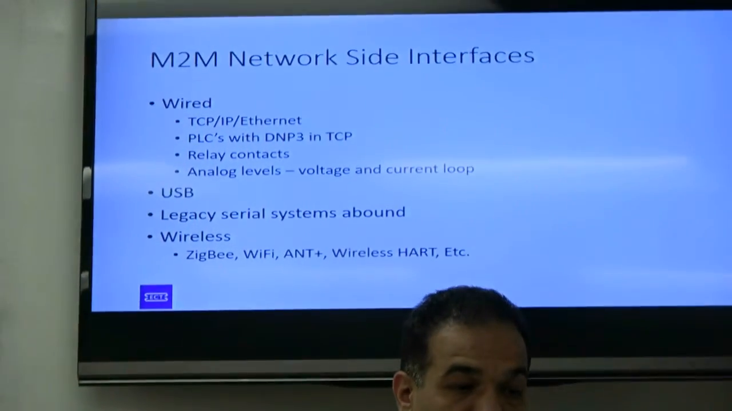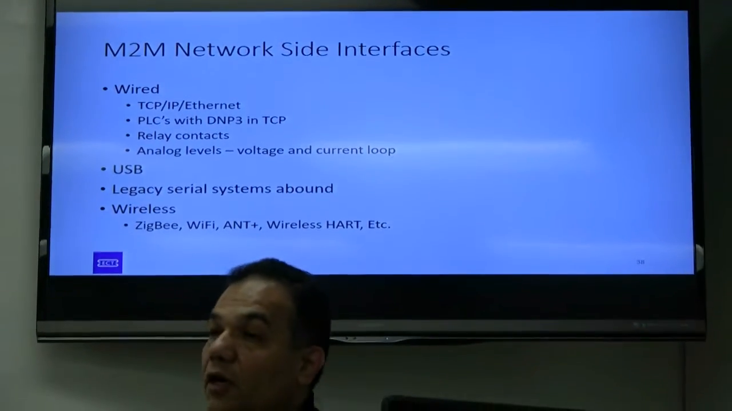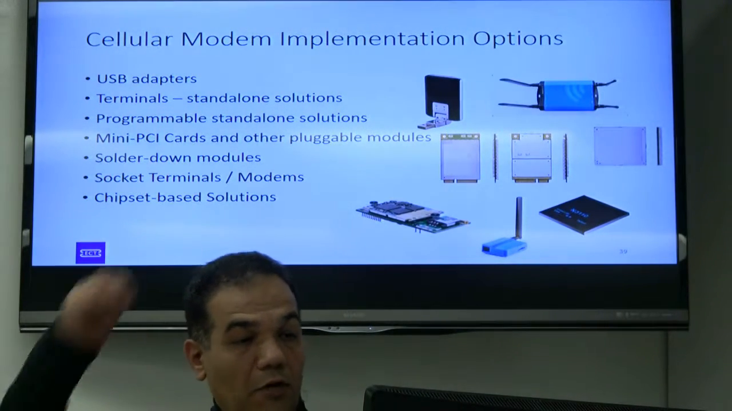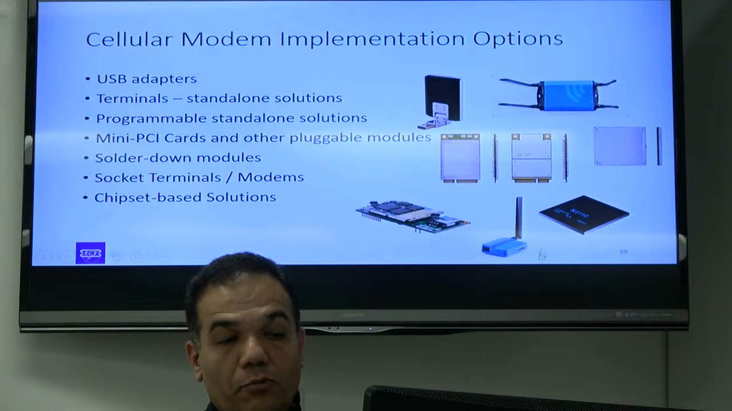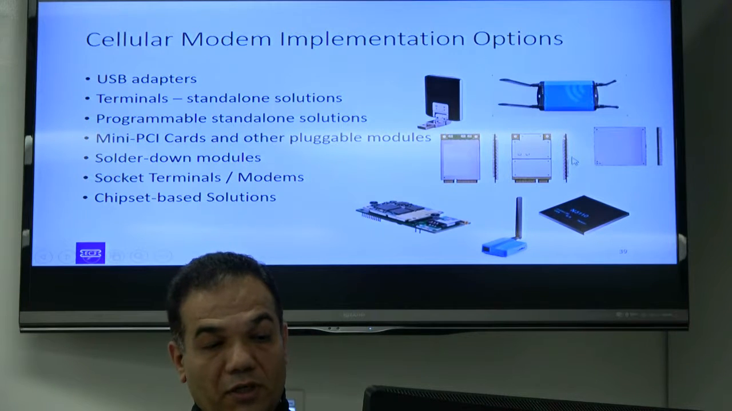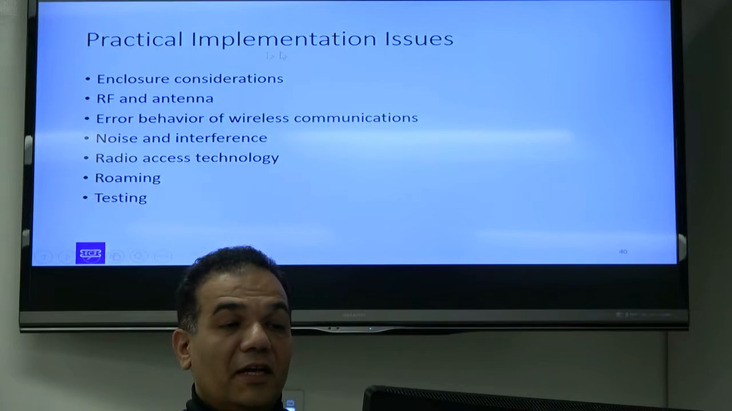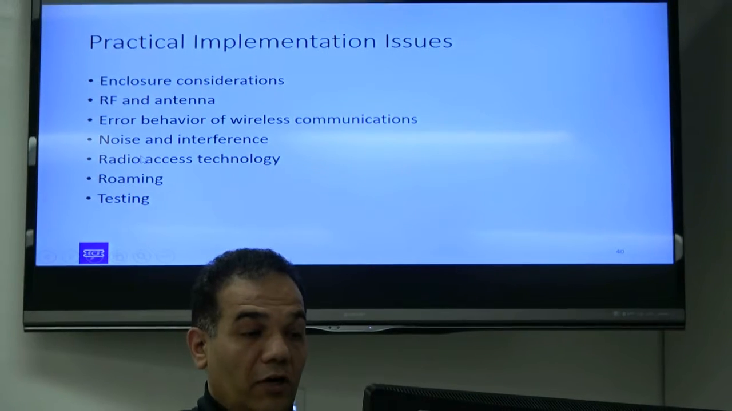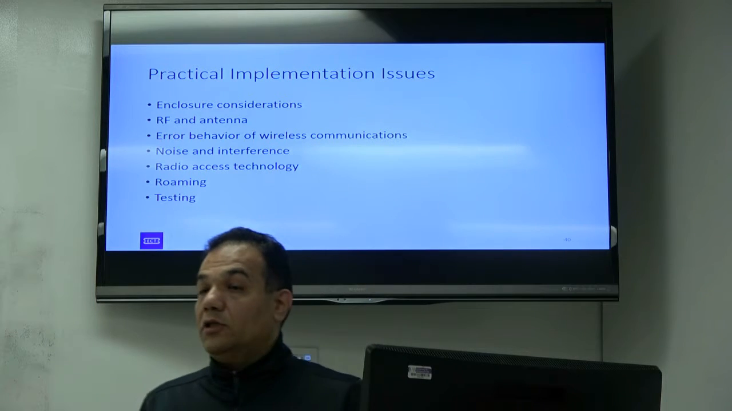Work side interface: wired, USB, legacy serial system, some wireless, all of these options are available. Cellular modem implementation options. These are different cellular modems. Some of them are hooked up to your computer with USB, some with serial, some in different ways. For the practical implementation issues: enclosure considerations, RF antenna, error behavior, noise and interference, radio access technology, roaming. Oh, we did not talk about roaming.